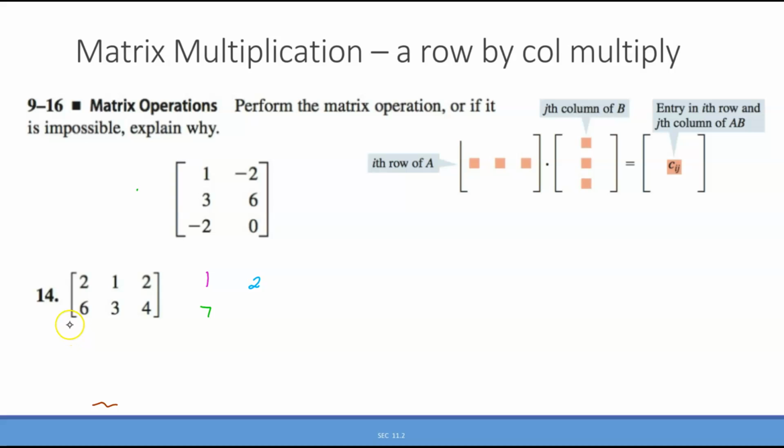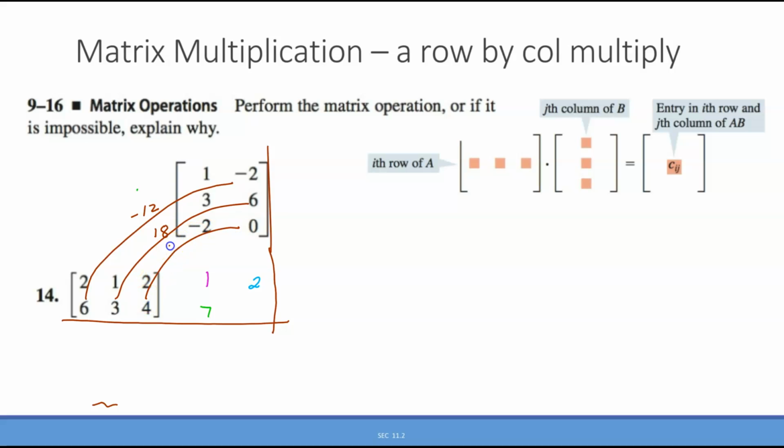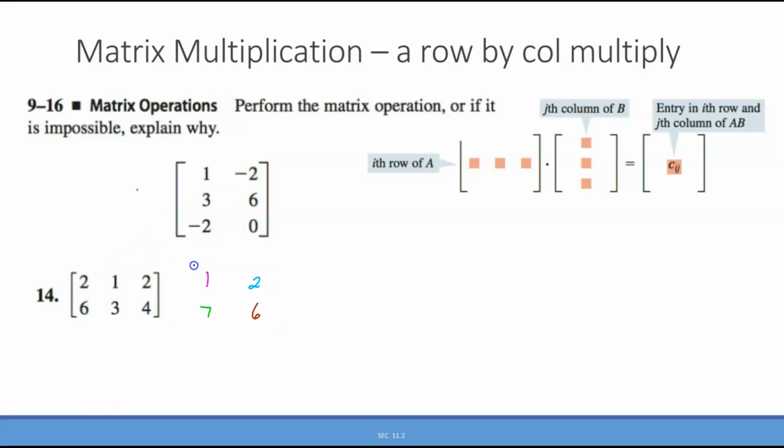Okay, so last row with last column. We multiply corresponding entries, so 6 times negative 2 is negative 12, 3 times 6 is 18, and 4 times 0 is 0. We add all these up. Negative 12 and 18 would give us 6. 6 plus 0 is 6. And there's our solution.